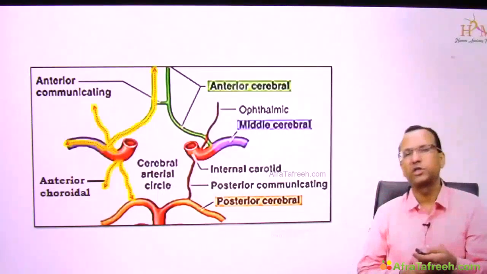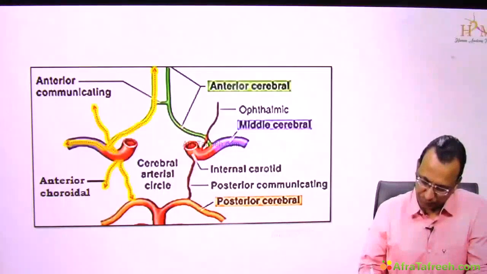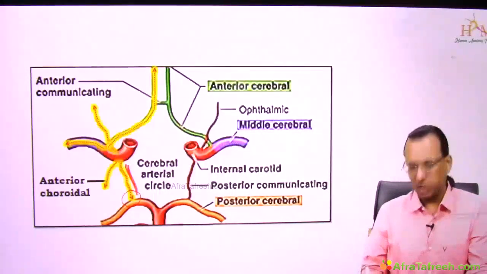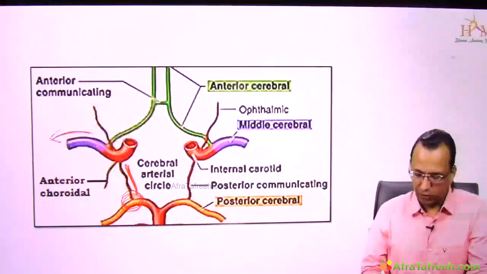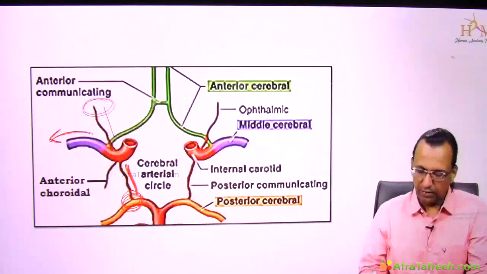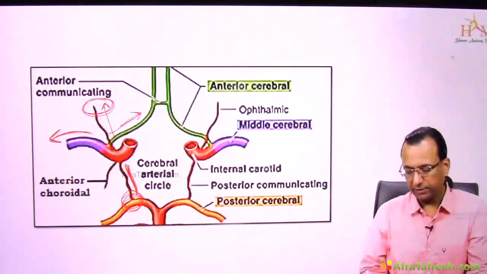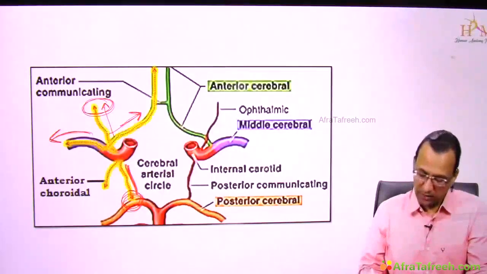Name the 5 branches of internal carotid artery again. See, there is one posterior communicating artery anastomosing with posterior cerebral artery, and then there is a middle cerebral artery going to lateral sulcus of brain, and then there is ophthalmic artery entering the orbit to supply eyeball, and then there is anterior cerebral artery supplying the anterior cerebrum, and then there is anterior choroidal artery.